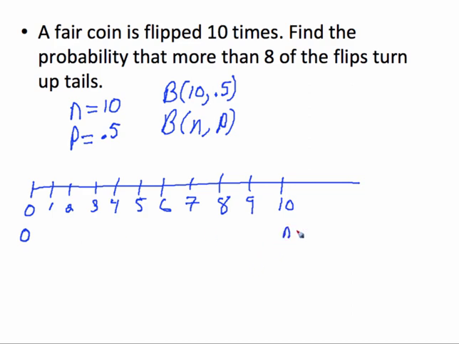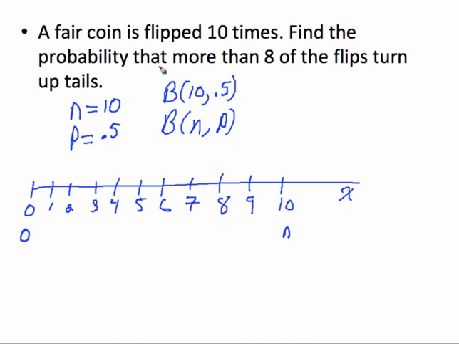the number of trials. Now this number line represents x. It's the outcomes, the number of successes you saw out of the 10 trials. In other words, 0 means I got no tails, 1 is I got 1 tail, 2 is I got 2 tails, 3, all the way up to I got 10 tails when I flipped the coin.